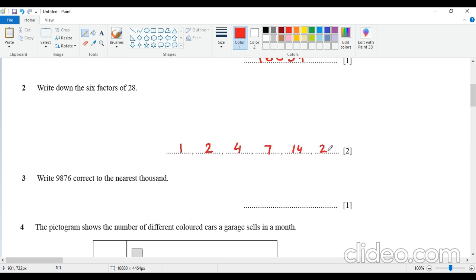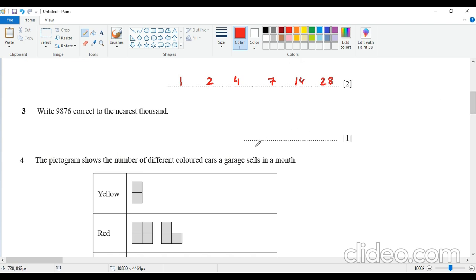And 2 times 14 is also 28. And 28 itself. The easier way to do this one is some of the students, what they do is they write 1 here, 1 times 28 and 2 times 14 and 4 times 7. So this is also a way to solve this kind of question.